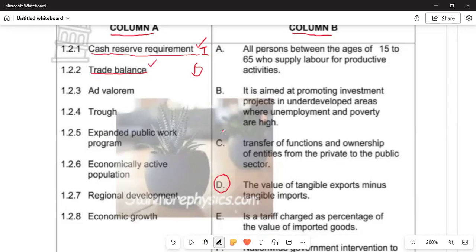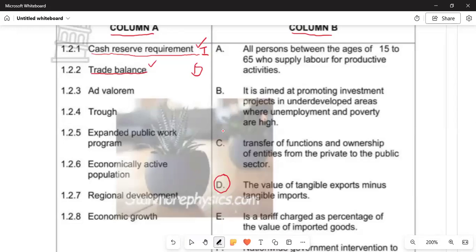So that is D, because it is the difference between a country's exports and imports. That is whereby if exports are higher than imports, let's say the country has what? A trade surplus. That is that.